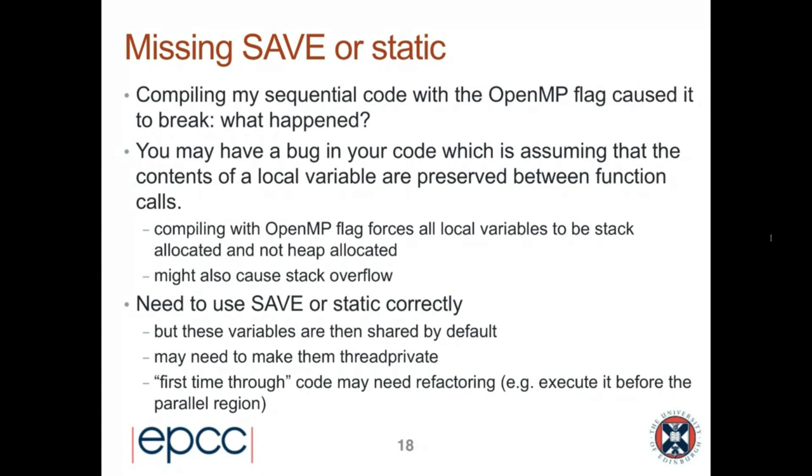Another side effect of that is, even if you don't have a bug, this forcing of all local variables to go on the stack may cause stack overflow to happen. Because for sequential compilation, the compiler has the choice. Particularly if you have locally declared arrays inside functions, the compiler will make a choice whether to stack allocate or heap allocate that storage. By turning on the OpenMP flag, you're forcing it to do stack allocation, therefore your stacks get bigger, and you might end up running out of stack space.